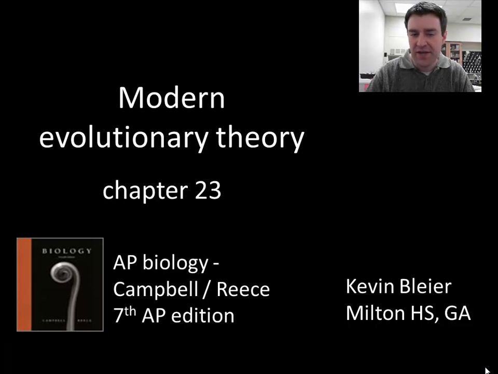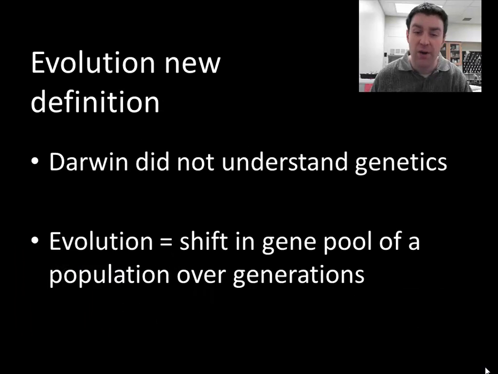Alright, in this video we want to cover modern evolutionary theory. We're going to update Darwin. Darwin really didn't understand anything about genetics, how traits were actually passed from parents to offspring. So in the 20th century, when we rediscovered Mendel and thought about how genes were passed, and combined that with Darwinian evolutionary theory, we came up with our modern definition of evolution, which is just talking about how the population is changing.